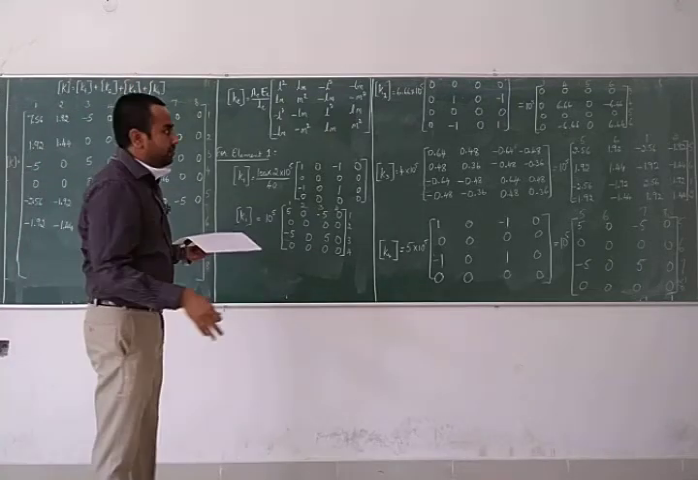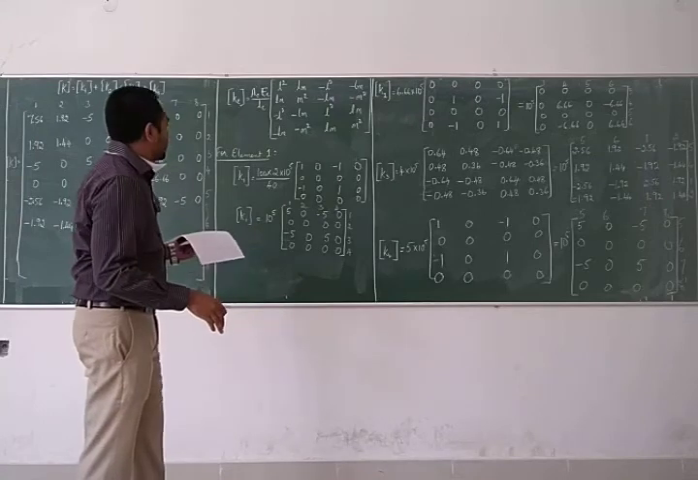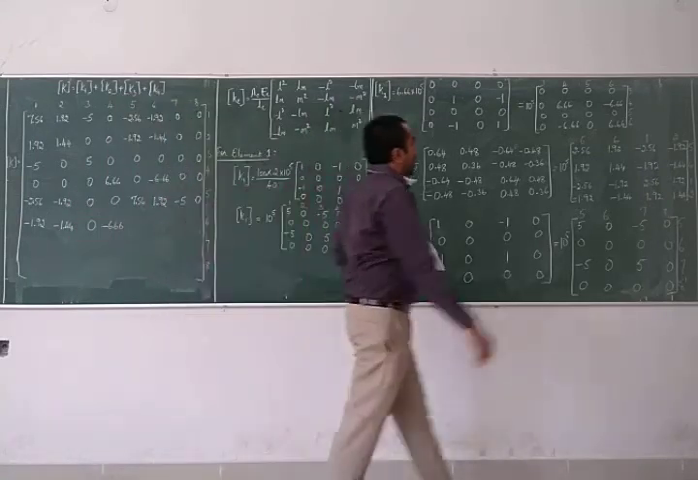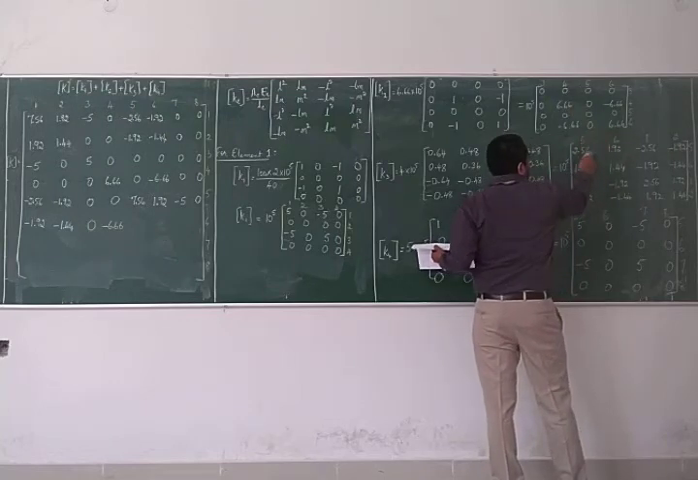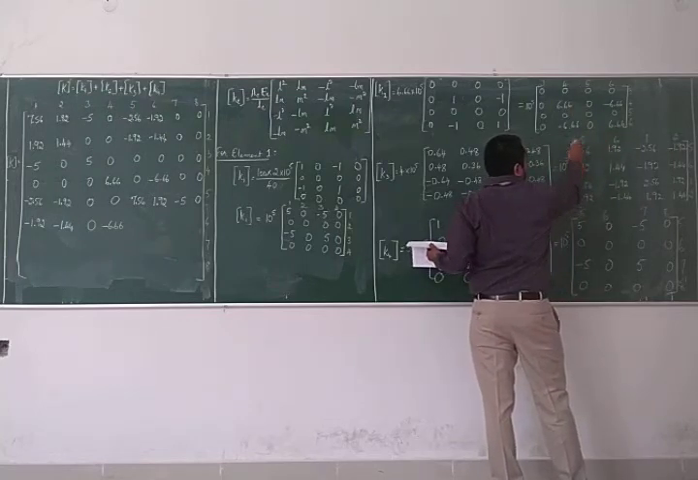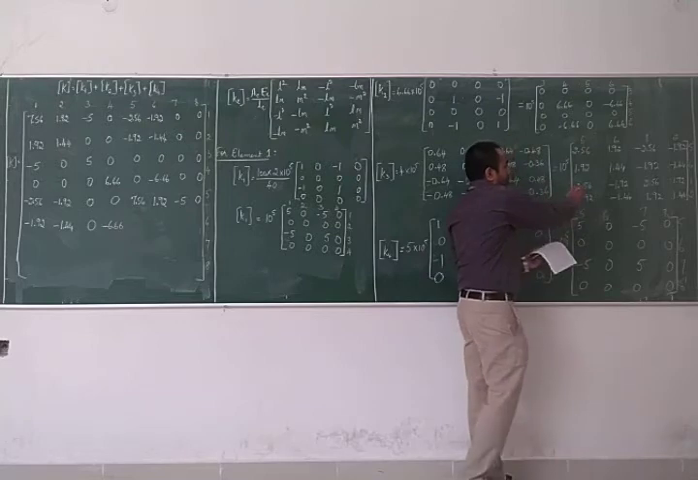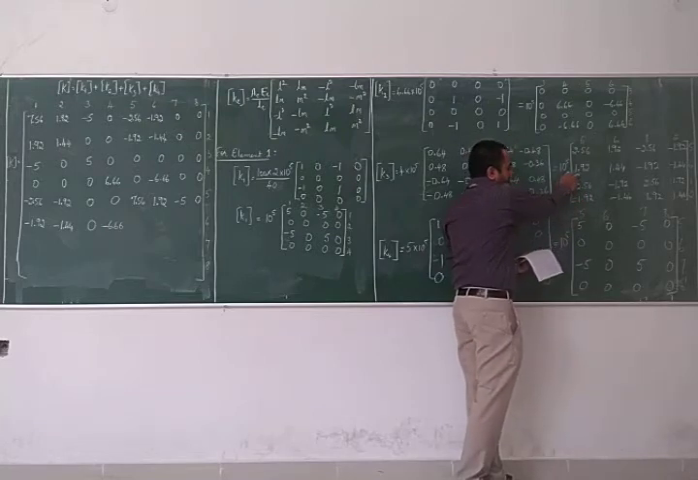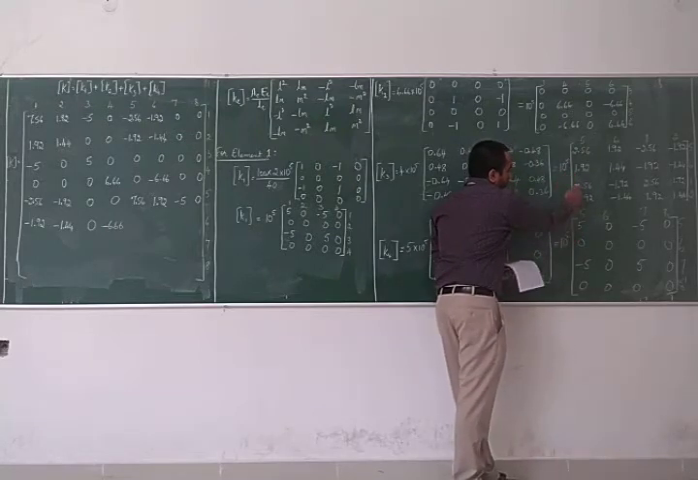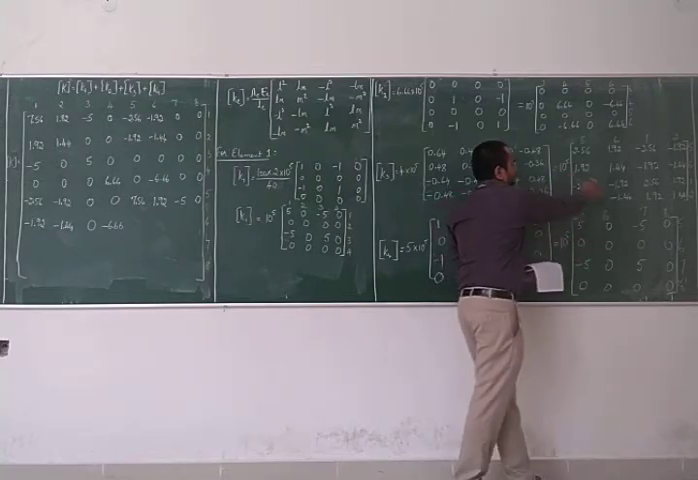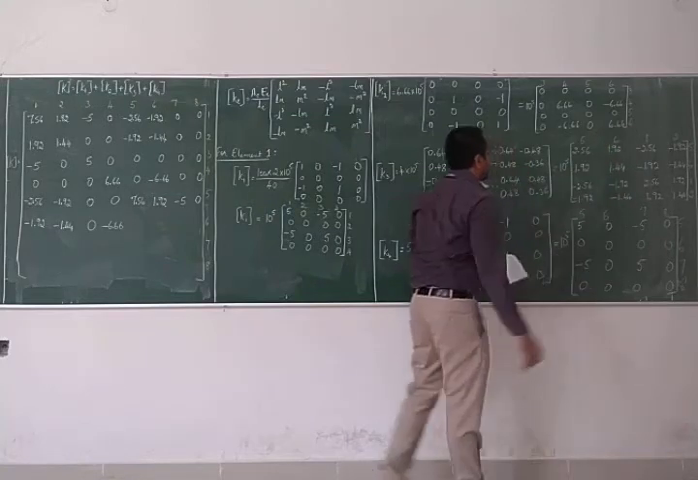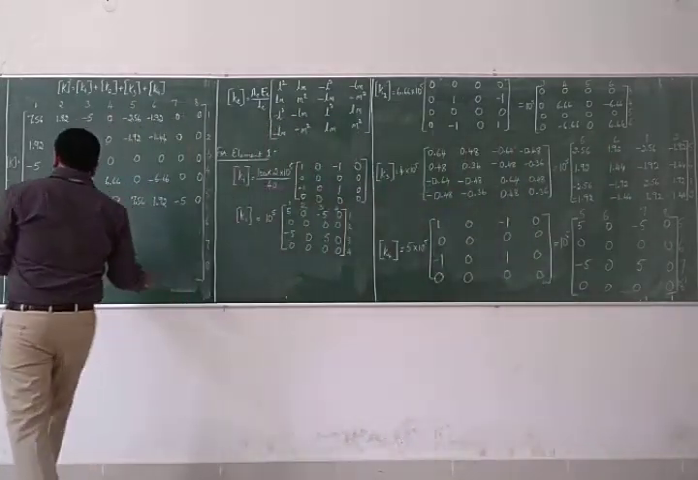Fifth degree of freedom column and sixth degree of freedom row is 0. We have also for element 3, fifth degree of freedom column and sixth degree of freedom row is 1.92, and also here fifth degree of freedom column and sixth degree of freedom row is 0. So 0 plus 1.92 plus 0 is 1.92.